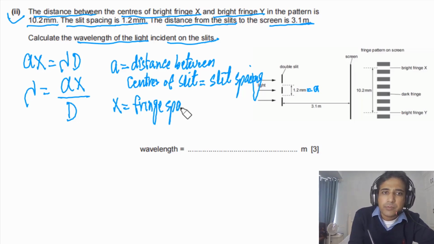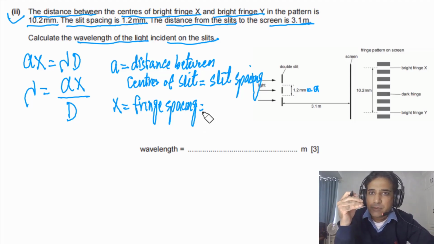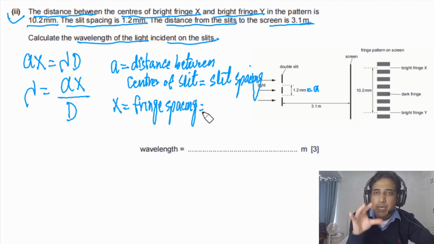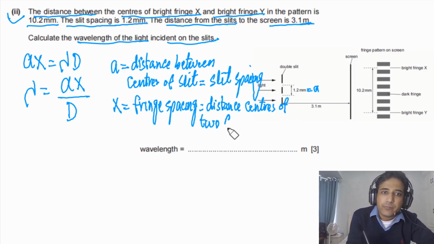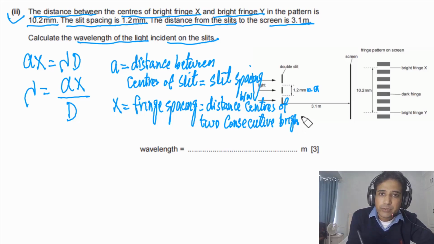But this is not a complete answer. Fringe spacing is often confusing, so we need to understand this in a little more detail. What is meant by fringe spacing? It is the distance between centers of two consecutive bright fringes. Consecutive. If you get this point, you will not make a mistake. So this is how you need to understand two bright fringes.